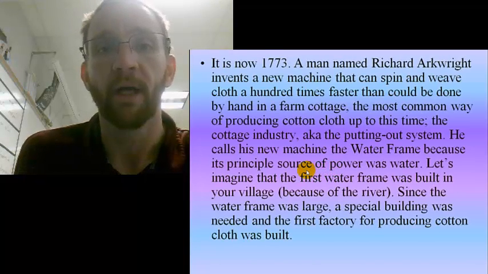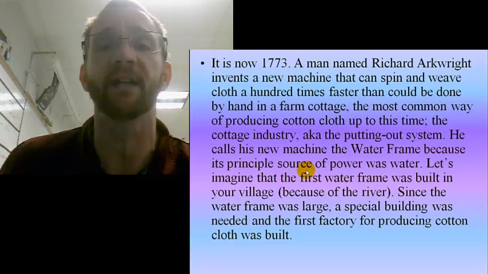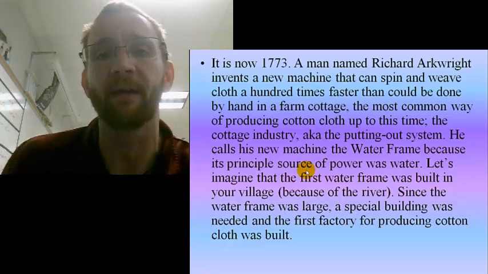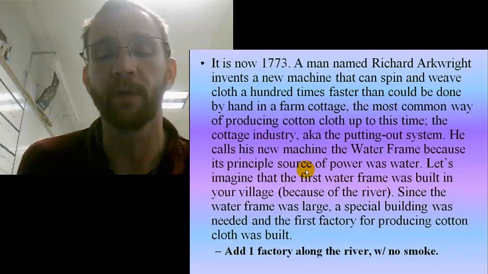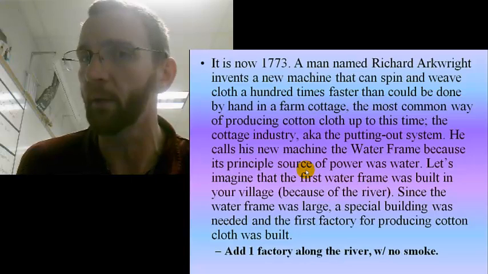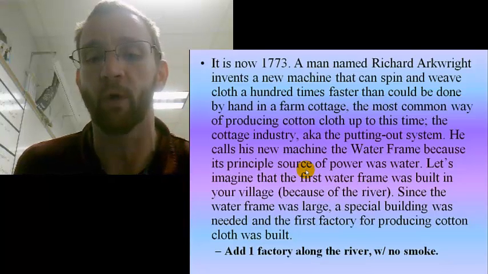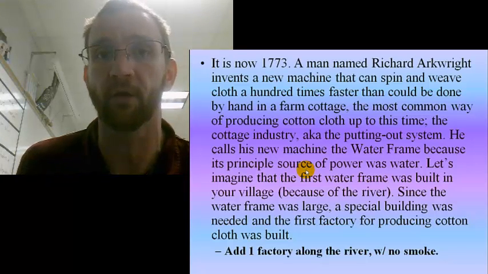Alright? So, here comes next. Here's my man Richard Arkwright. He invents the flying shuttle, or I'm sorry, the water frame. He's able to make fabric now using water as his power. So guess what? You get to add a factory. But it's got to be on the river. Don't put it anywhere else. He's got to have the water to power it. But you get to add one factory along the river. Don't put the smokestack on it, though. Do not do that just quite yet.